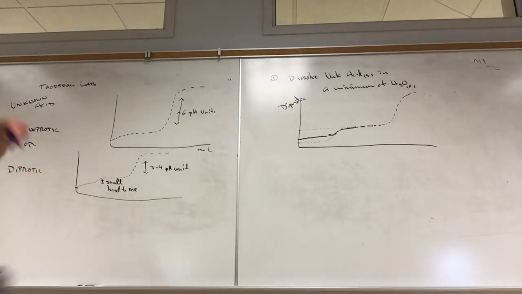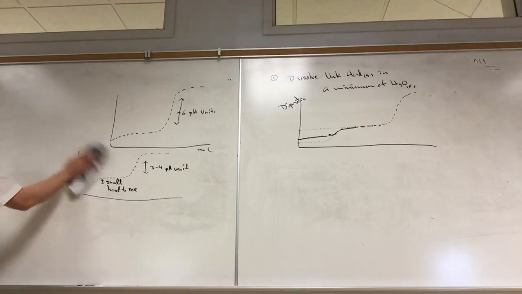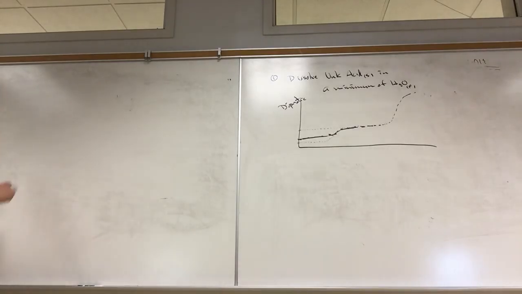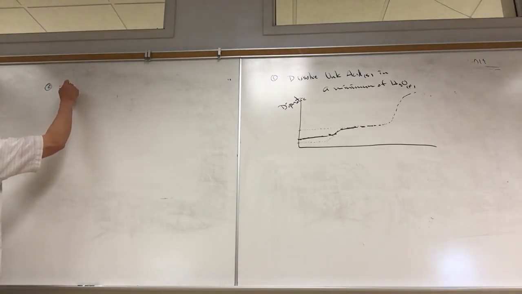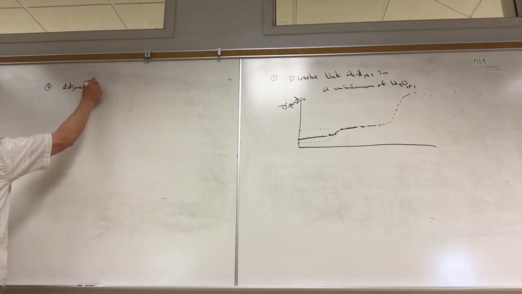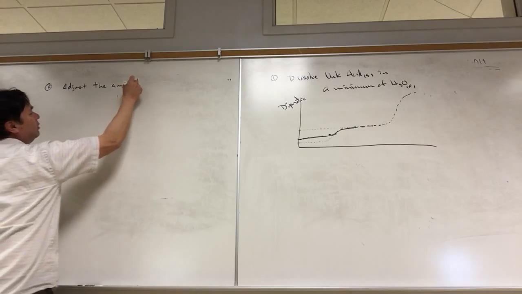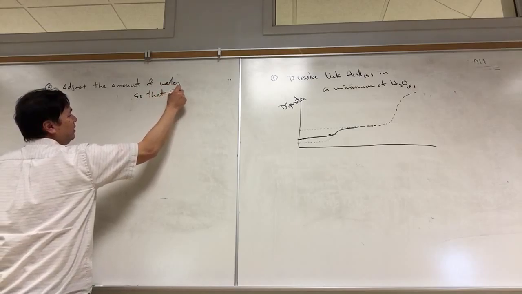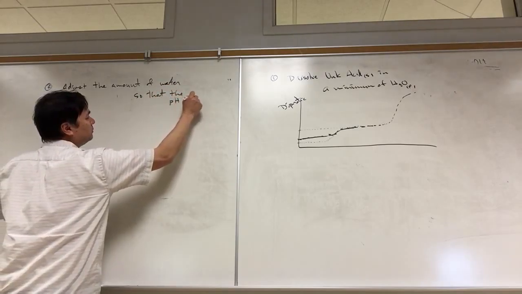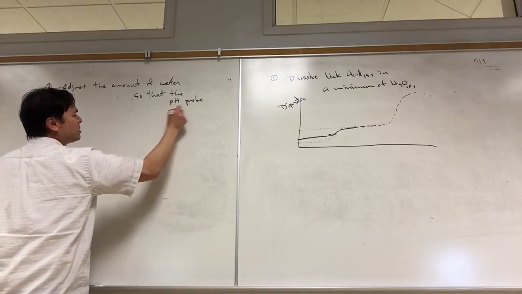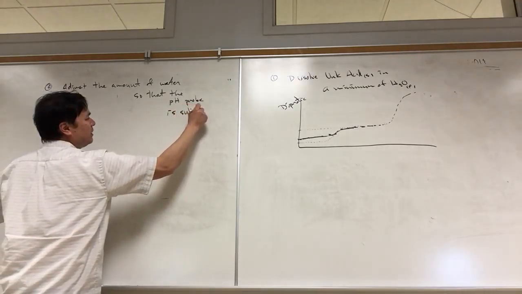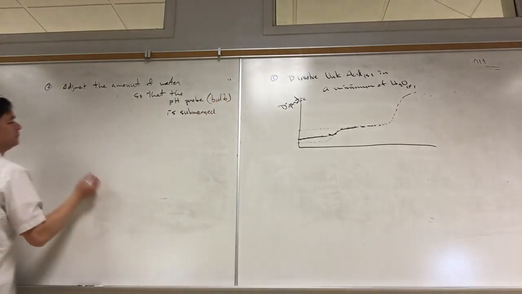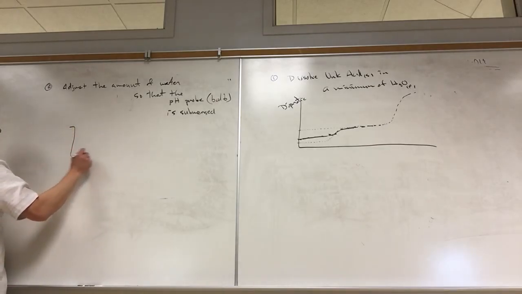But be careful about wasting too much time with dissolving it in a minimum of water, because we have one other thing we have to worry about. We have to adjust the amount of water so that the pH probe is submerged. When I say the pH probe, we're talking about the bulb on the pH probe, the little ball at the end. And so what we're going to do is, we can't do this in an Erlenmeyer.